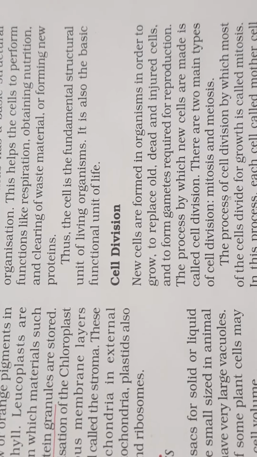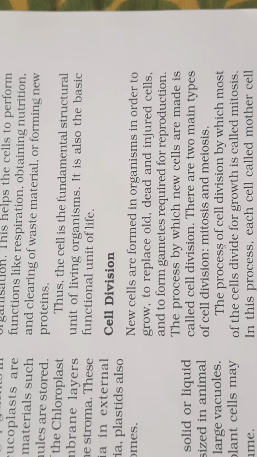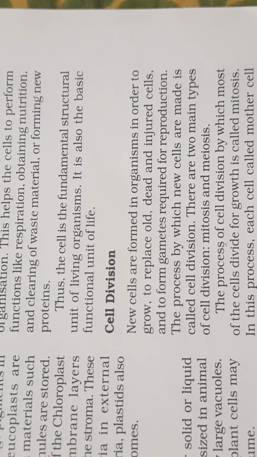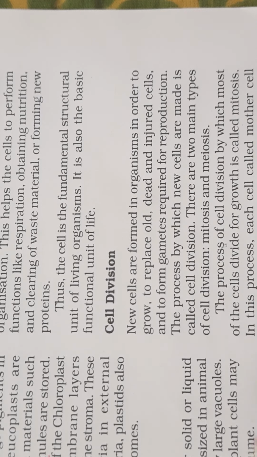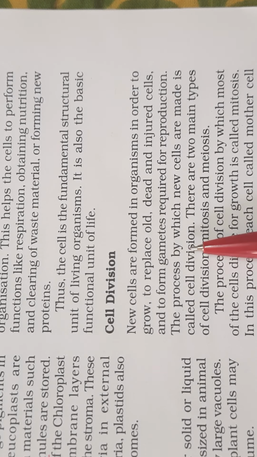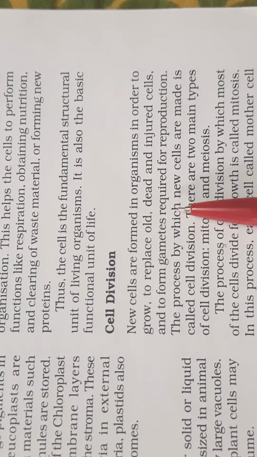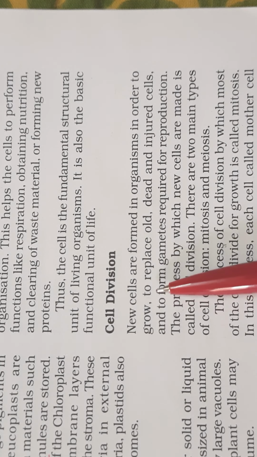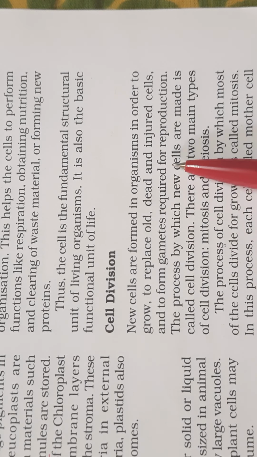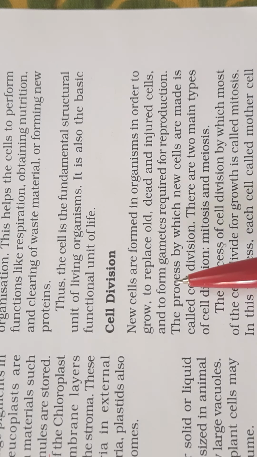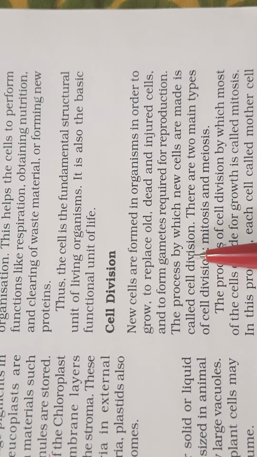Then we come to the last topic of the chapter, that is cell division. Now see, you all know that new cells have to be formed in an organism. And what is the need for the new cells? Because if the organism has to grow, it needs new cells. If it has to replace the old cells, then also new cells are needed. Dead and injured cells also have to be replaced by new cells. And also to form gametes required for reproduction. So the process by which new cells are made is called cell division.